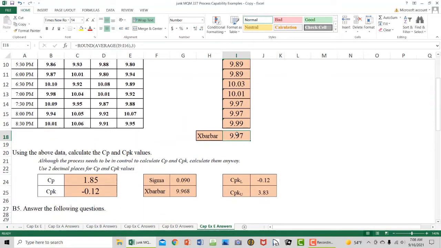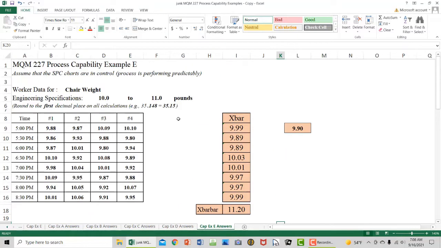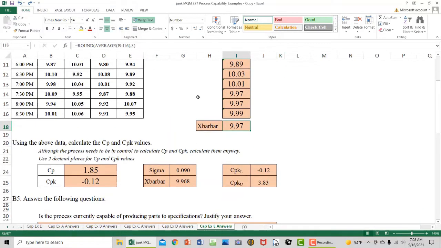So let's put in 11.2 and watch what happens to these numbers. The CPK would change to 4.45 for the lower, but then negative 0.74 because of this being above that. So that's how that works. Okay, I reverted it back to where it was. All right, so we have negative 0.12 as our CPK value.